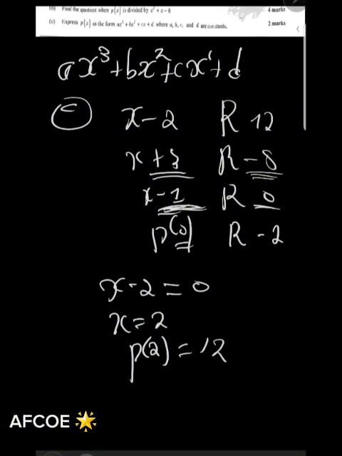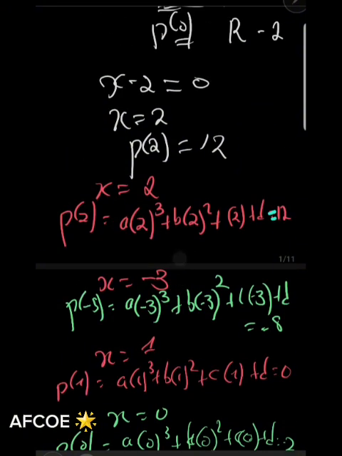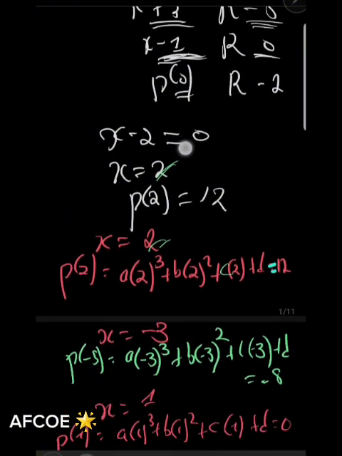Anyway, let me pause the video and do that. Okay, let me not make the video lengthy. So I've simply paused the video. I've started with x equals 2. When x equals 2, we get a times 2 cubed plus b times 2 squared plus c times 2 plus d equals 12. That is the first condition.